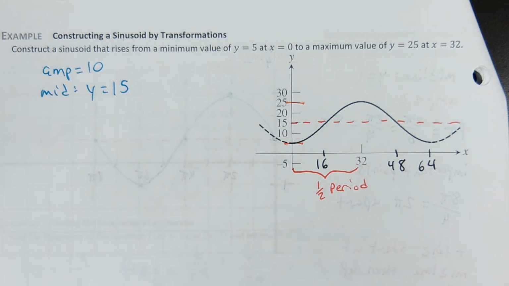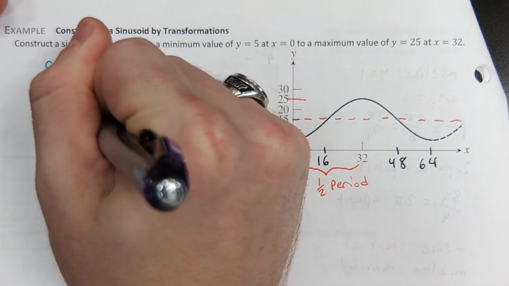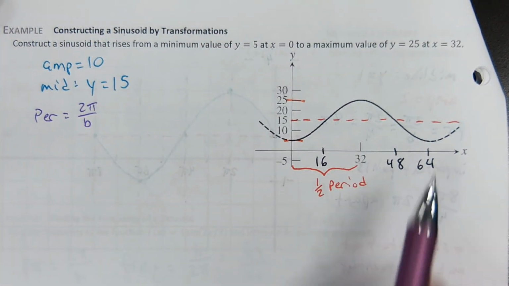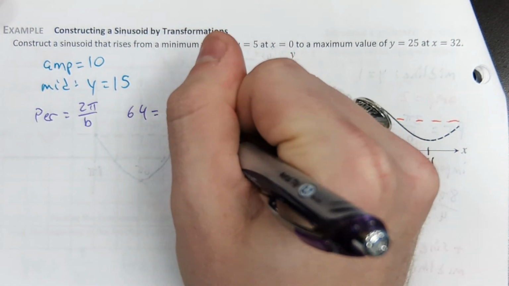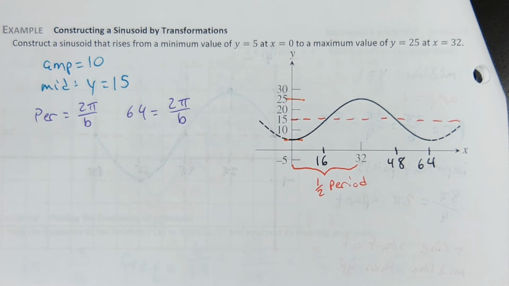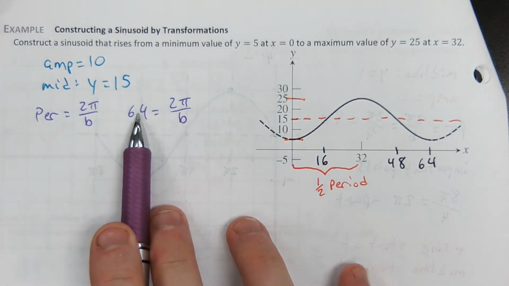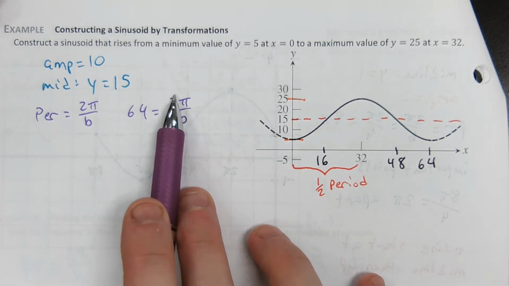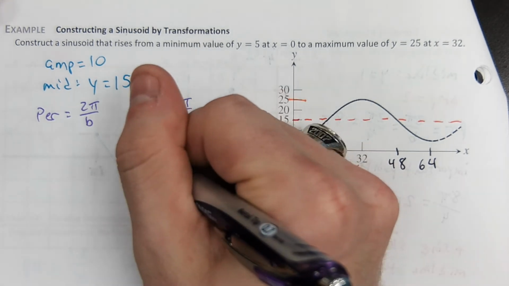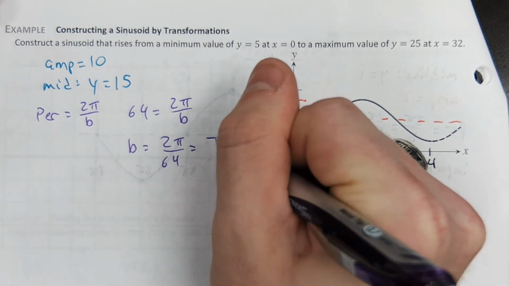We also know the length of one period. Period length is supposed to be found by doing 2 pi divided by b. Our period is 64, so we say 64 equals 2 pi over b. We're trying to solve for b. The way you do that algebraically is multiply both sides of this by b, but then divide by 64 to get b alone. The net result is 2 pi over 64, which reduces to pi over 32.